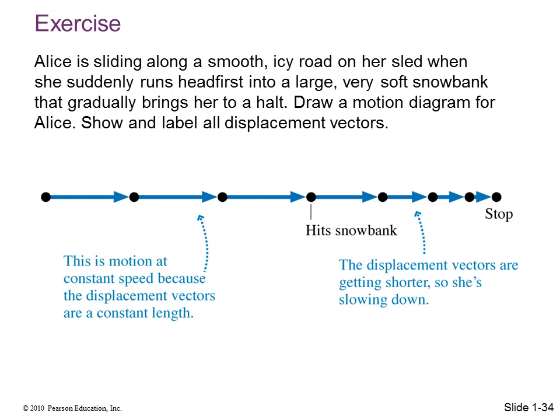So here's Alice. From here to here, that's our displacement vector, over a certain increment of time. Same thing here, here. These first three displacement vector arrows are the same size. That means she's moving at a constant speed. All of a sudden she hits a snowbank, and we can tell that because, in equal increments of time, the displacement vectors get smaller and smaller. So she's covering less distance in the same increments of time. She's slowing down.